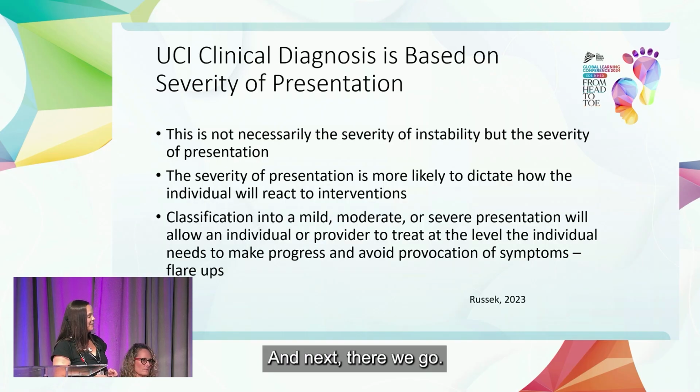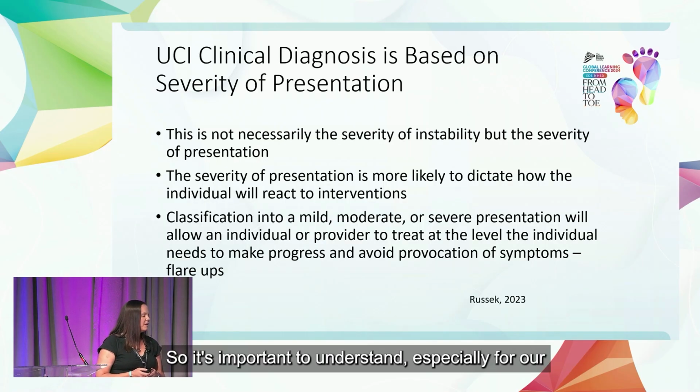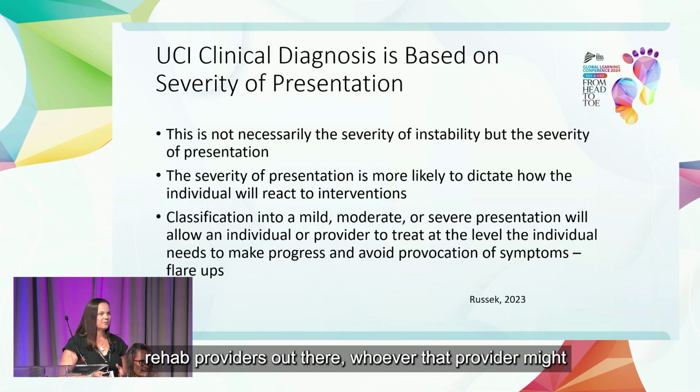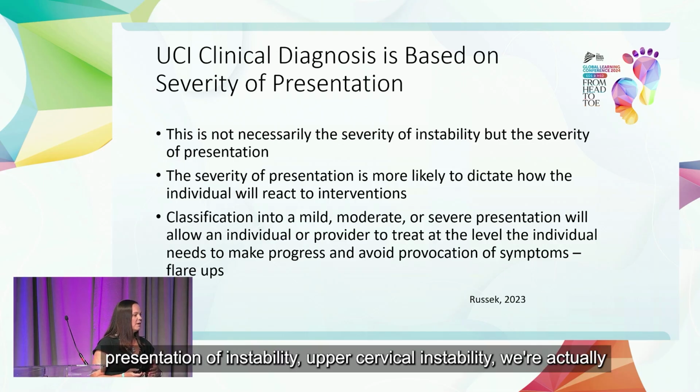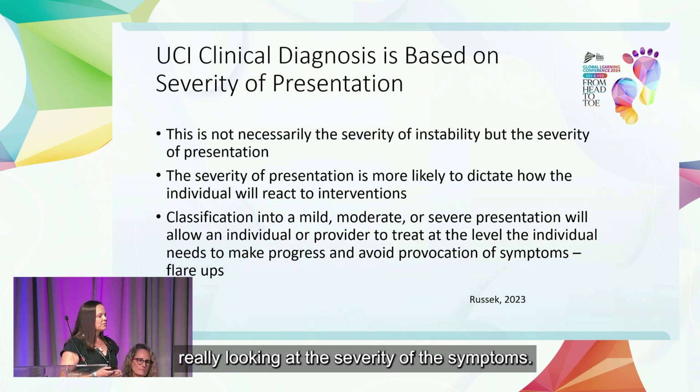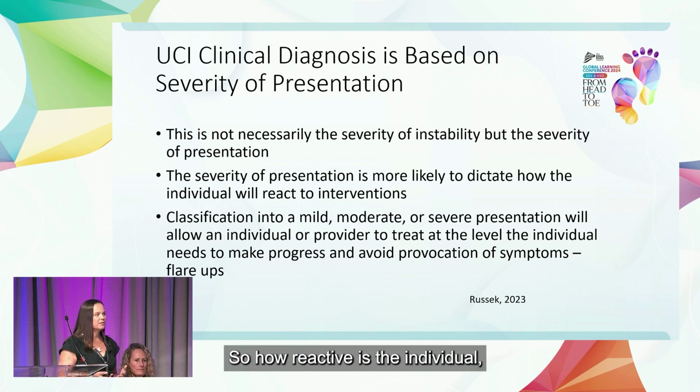So it's important to understand, especially for our rehab providers out there, whoever that provider might be, that when we're looking at the clinical presentation of instability, upper cervical instability, we're actually really looking at the severity of the symptoms. So how reactive is the individual? Because they're going to be just as reactive to our interventions.